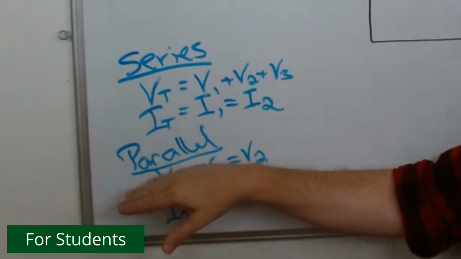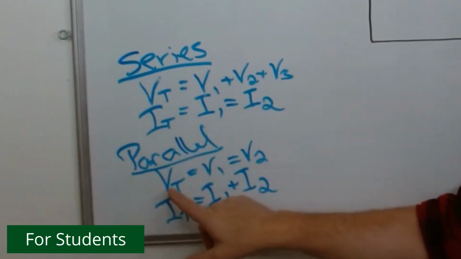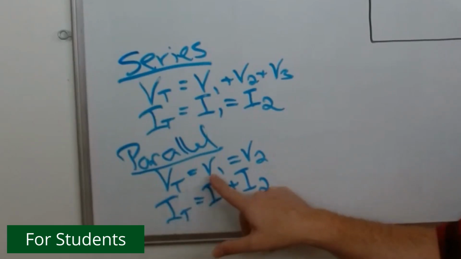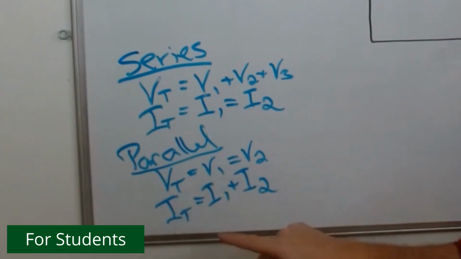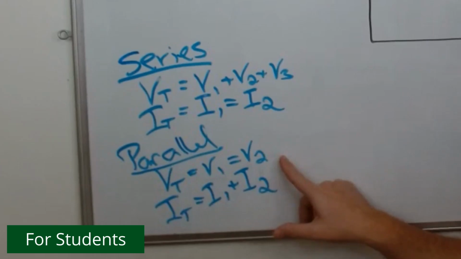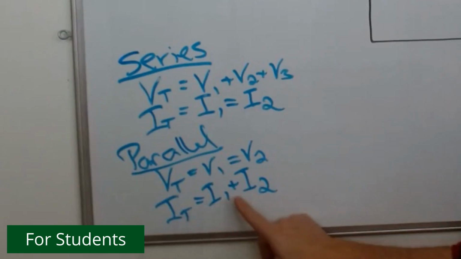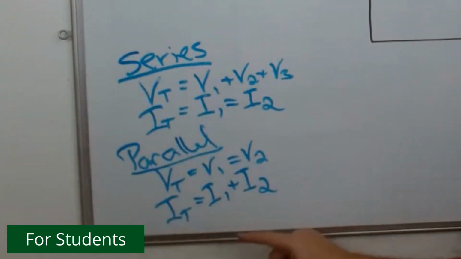On top of that, when you have parallel circuits, the total voltage at the source is equal to the voltage on each of the branches of the parallel circuit. And for the current, the total current at the source is the sum of the current in each of the branches. So this will be used for this coming video.